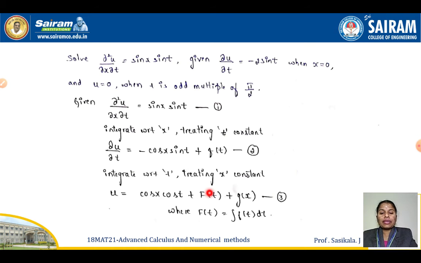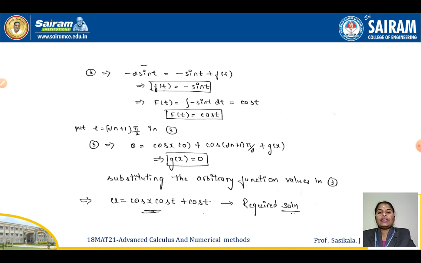Here you have written capital F of t. What is capital F of t? Integration of small f of t dt. What is that? Integration of minus sin t dt is nothing but cos t, because minus sin t integrates to cos t, the minus cancels, and I get cos t. Okay, F of t is equal to cos t.